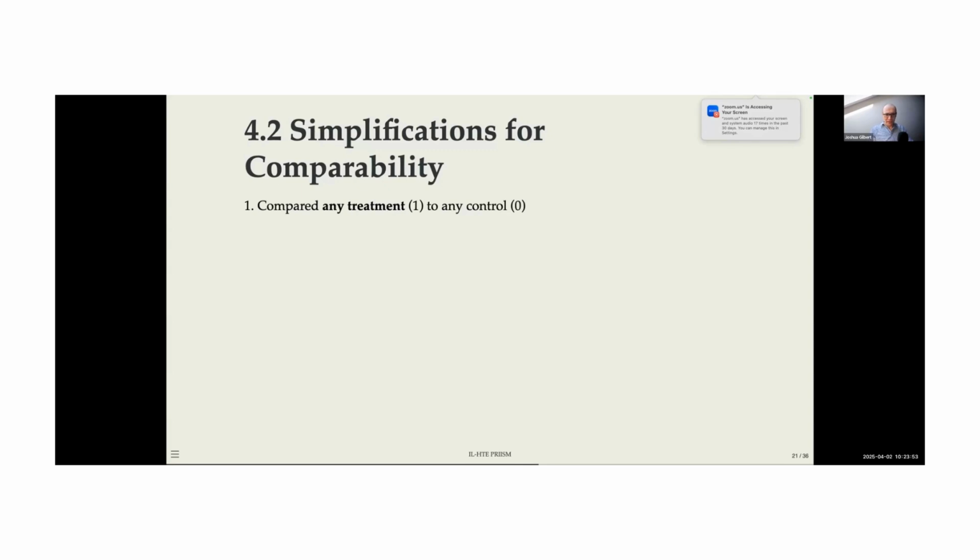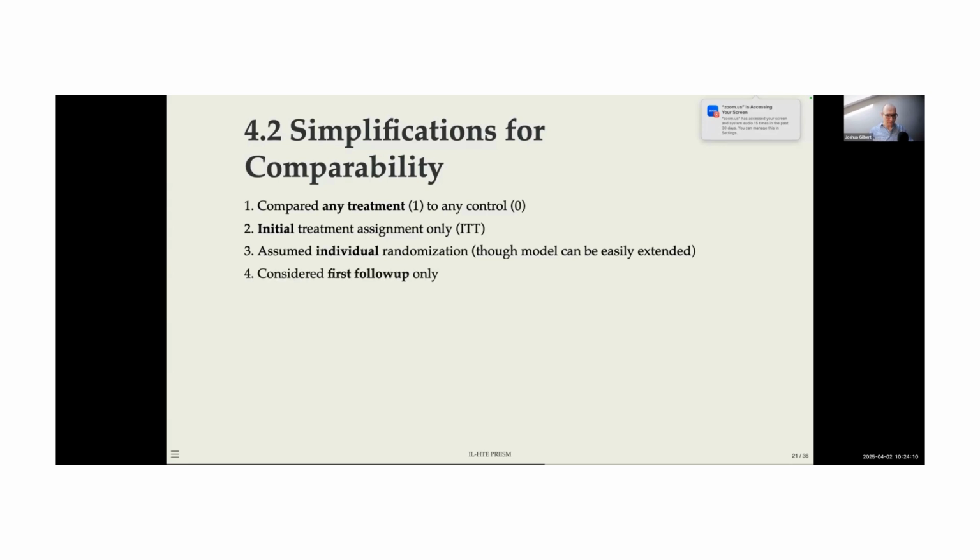For example, I'm comparing any treatment to any control to keep it binary. I'm only looking at initial treatment assignment, so looking at intention to treat effects. I'm assuming individual randomization, though, as I mentioned before, the model could be easily extended to, say, cluster randomized or block randomized or both. I'm only looking at the first follow-up for those studies that have multiple follow-ups. And importantly, I'm splitting apart multiple outcomes from the same study.